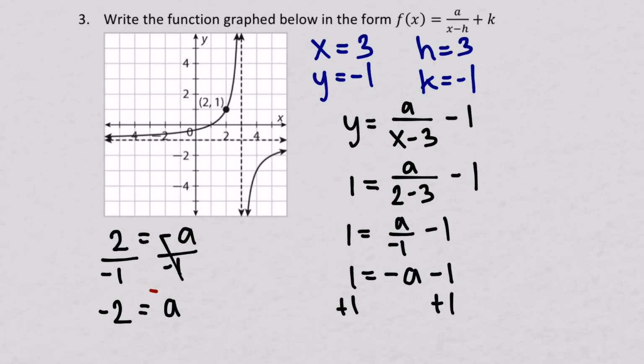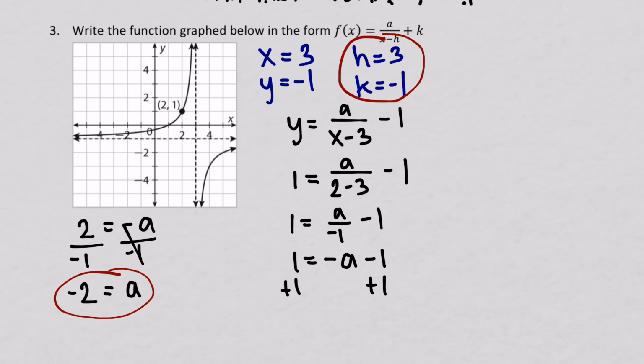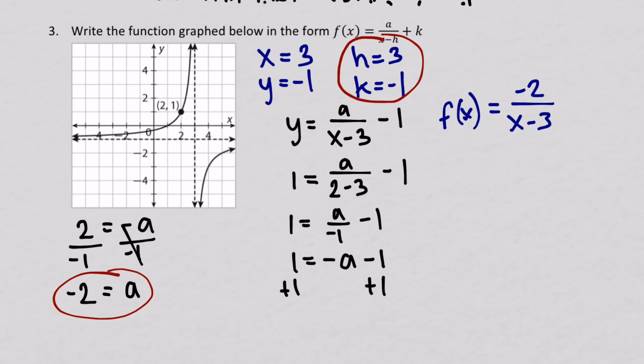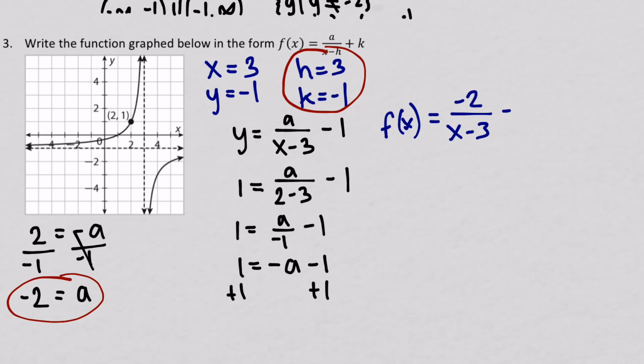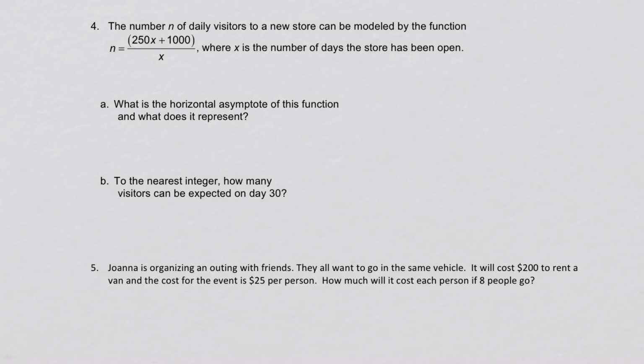So once you found a, you found h and k, go ahead and put those into your formula and you are finished. Okay, so my equation is going to look like this. F of x equals a, which is negative 2, over x minus h, which is 3, plus k, which is negative 1. And that is all. That is your final equation for this graph.